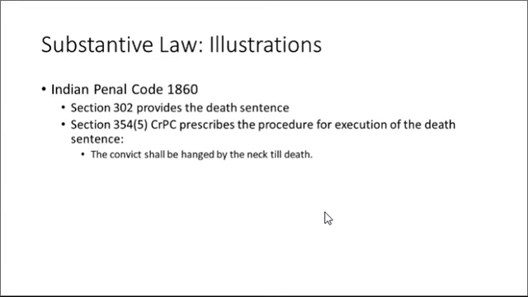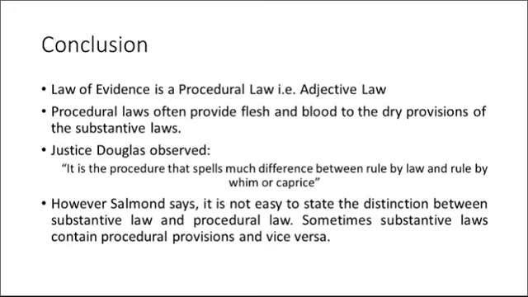If we look into an illustration of a substantive law, for example, the Indian Penal Code 1860 under Section 302 provides death sentence. It is a substantive provision and it permits that death sentence may be awarded under certain circumstances. However, it does not provide the procedure for how it should be executed. The procedure is provided in Section 354, subsection 5 of CrPC 1973. It says that the convict shall be hanged by the neck till death. Thus, we can say that substantive law and procedural law are interdependent on each other, and the law of evidence is not a substantive law. It is a procedural law.